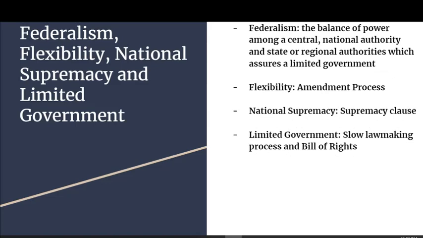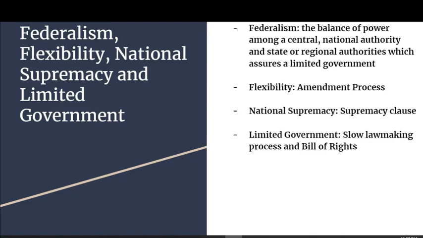Now, getting to federalism, flexibility, national supremacy, and limited government. Federalism is the balance of power among central national authority and state or regional authorities, which assures a limited government. Next, we have flexibility, which means the amendment process, that the Constitution and government from 200 years ago is not the same government we have now. There's been a lot more than just 10 amendments, as we added more than 10. There's over 20 amendments right now.